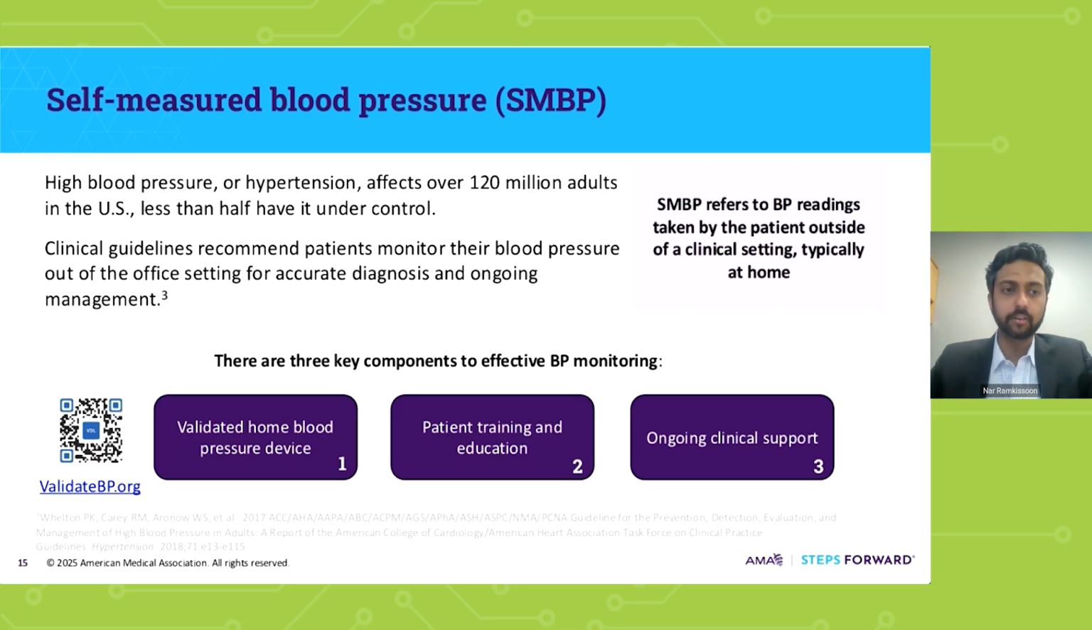And I do want to point out there are three main components for SMBP to consider to be most effective. First is that the patient uses a device that has been validated for clinical accuracy. Now, an easy way to find out which devices are accurate is to check the validated device listing. It's available at validatebp.org. The AMA actually established the validated device listing so that physicians and care teams could trust readings that they receive from these devices for clinical decision making.